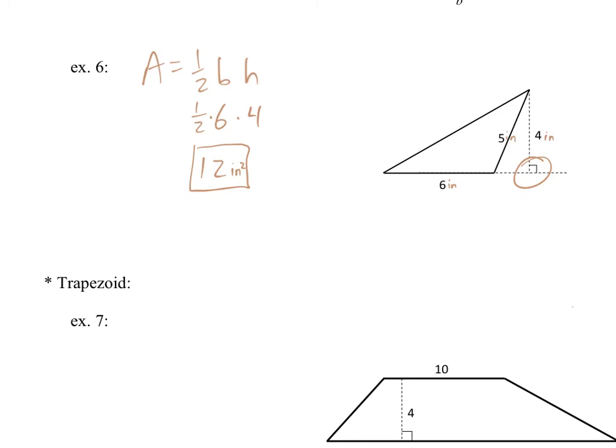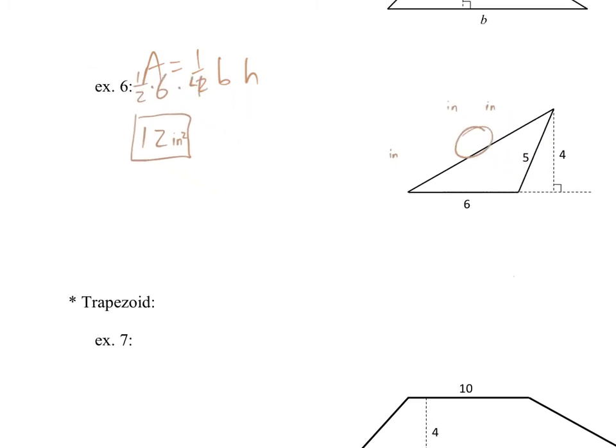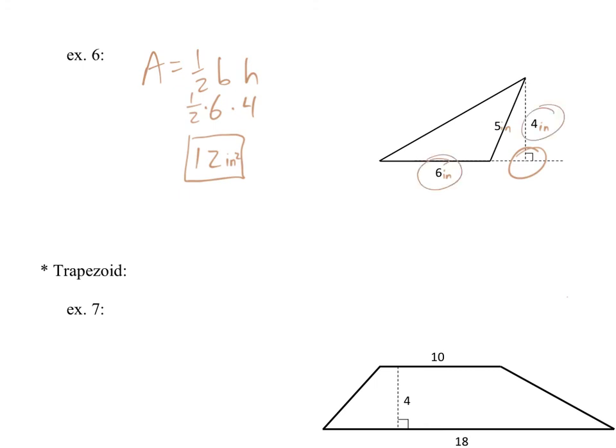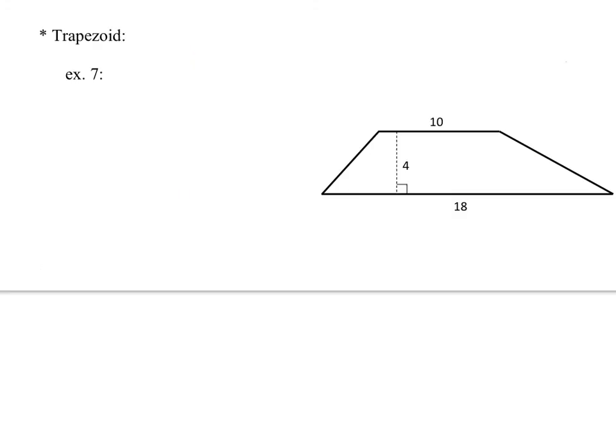And the base doesn't have to be the side it's sitting on. It's possible, this might totally mess up my notes. The key for what the base is, base and height, you just need to find 2 sides that are at 90-degree angles to each other. So very last one, trapezoid.